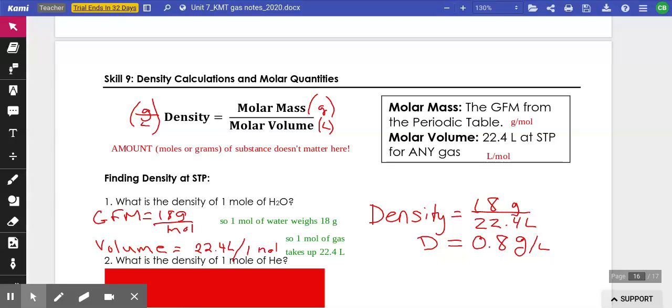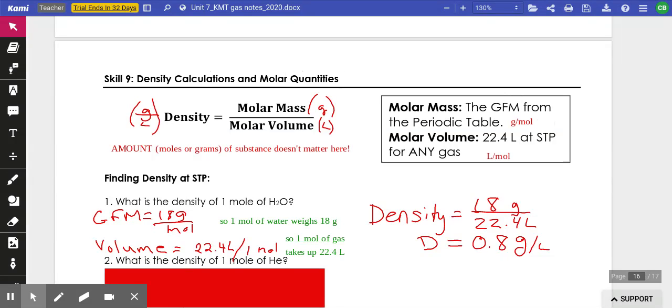Hi everyone, and welcome back to Skill 9, where we're going to be talking about density calculations using molar quantities. So you should already be familiar with the two molar quantities that we're going to be using today. The first one is the molar mass. And when I say molar mass, all I mean is the GFM. And a molar mass has units of grams per mole.